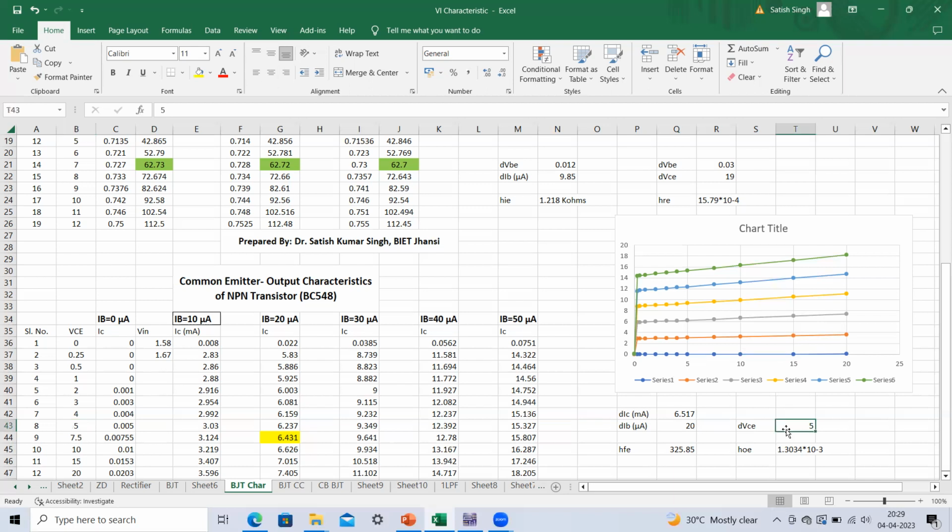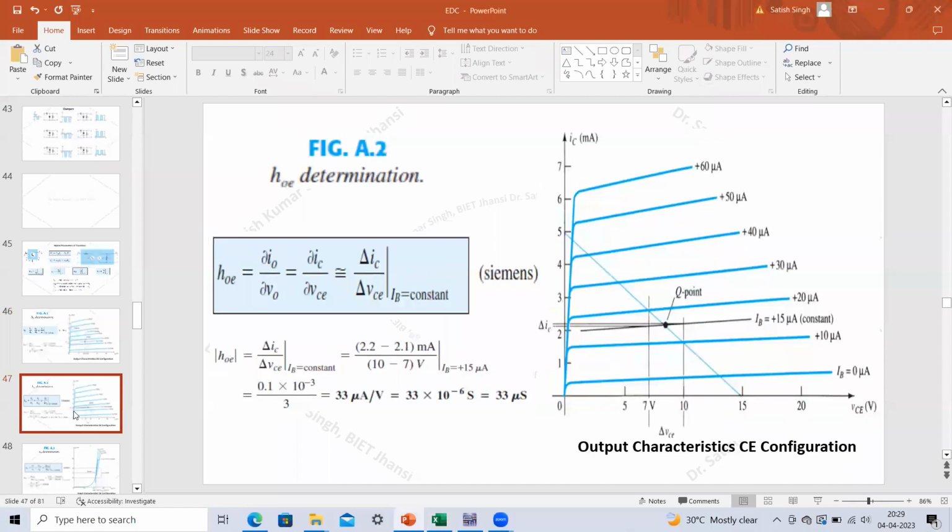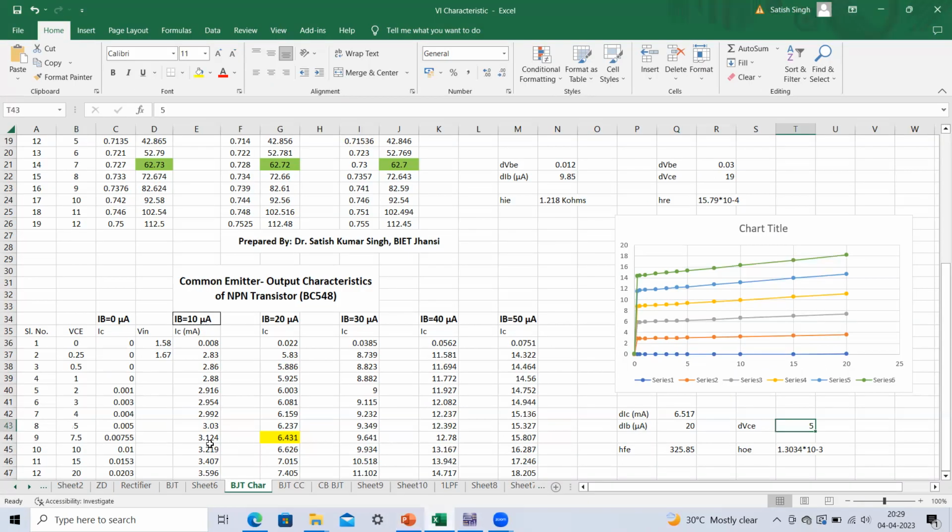Then we have to calculate this HOE again. Here you can see HOE is the ratio of delta IC upon delta VCE at a constant value of IB. So we have to talk about the constant value of IB, which means IB equals 20 microamperes. We have to consider these two values, 6.237 and 6.626.